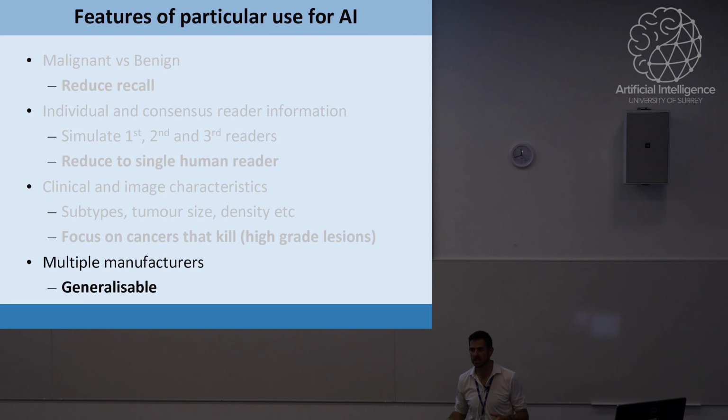And then making sure it's generalizable. Our database contains all the manufacturers at the sites we collect from. So training an AI algorithm on one manufacturer and then testing it on another is a really good exercise to prove that it doesn't generalize very well. And so being able to test that is important.